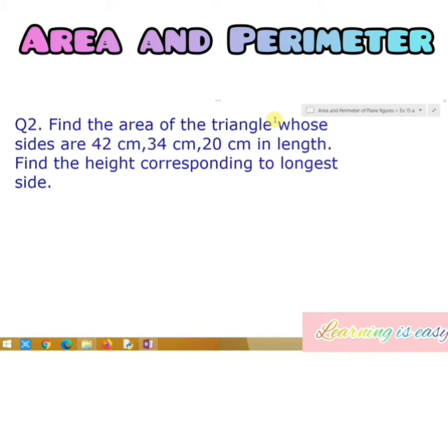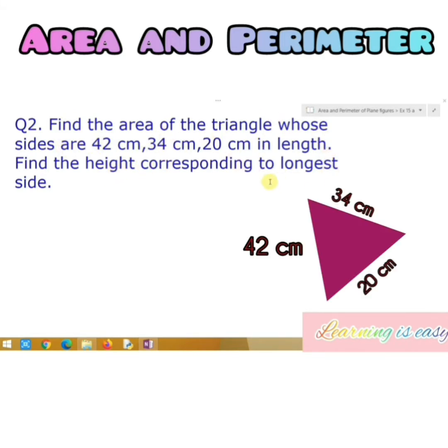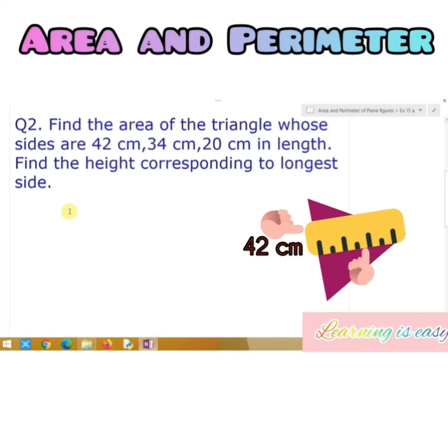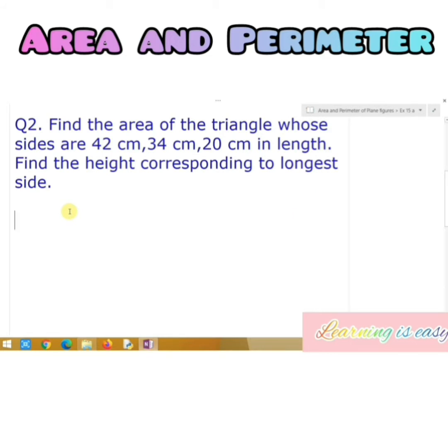Find the area of the triangle whose sides are given. Find the height corresponding to the longest side. When the sides are given, we know Heron's formula to find the area. So Heron's formula is what? Area equals square root of s into s minus a into s minus b into s minus c.